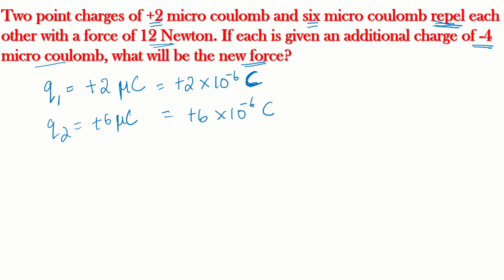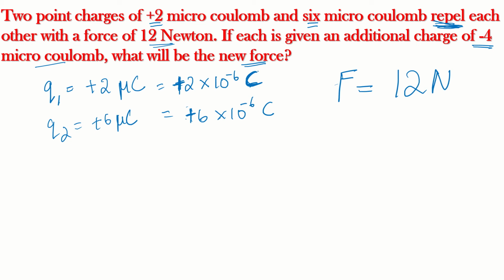They are repelling each other. Why do you think they repel? Because both of these are like charges. See, both of them have the same polarity. Sign is same, because of which they will repel, with a force of 12 Newton. What is the force? Force is 12 Newton. If each is given an additional charge of minus 4 microcoulomb, what will be the new force?